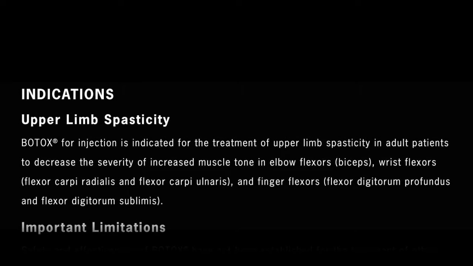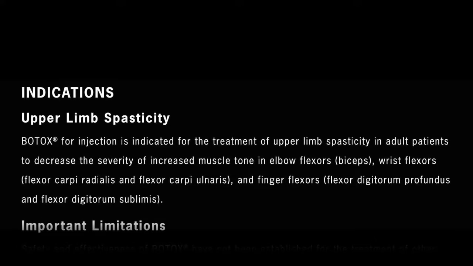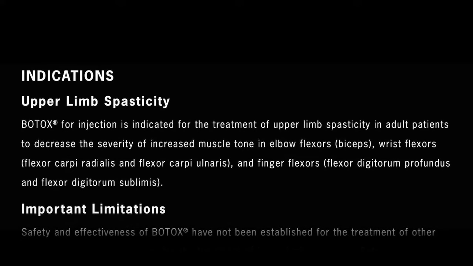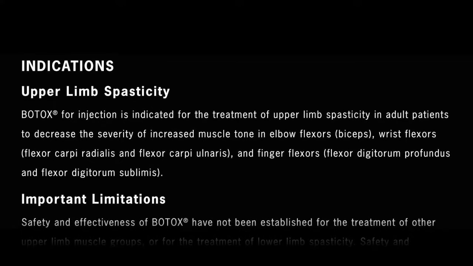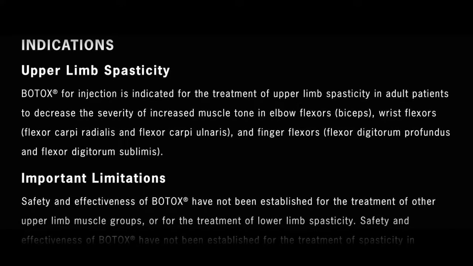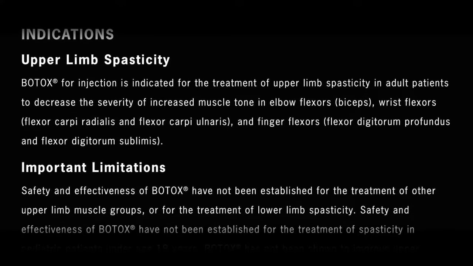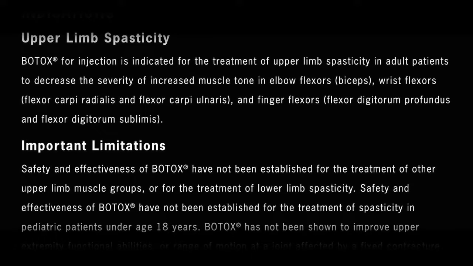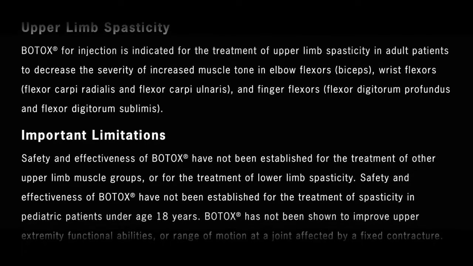Indications: upper limb spasticity. Botox for injection is indicated for the treatment of upper limb spasticity in adult patients to decrease the severity of increased muscle tone in elbow flexors, biceps, wrist flexors, flexor carpi radialis and flexor carpi ulnaris, and finger flexors, flexor digitorum profundus and flexor digitorum sublimis.